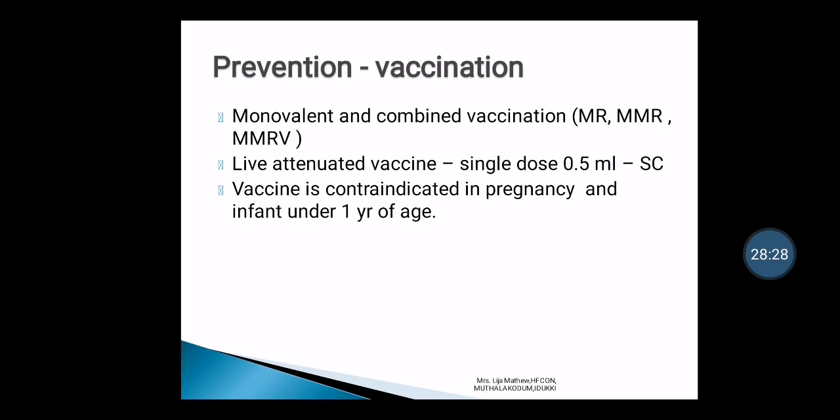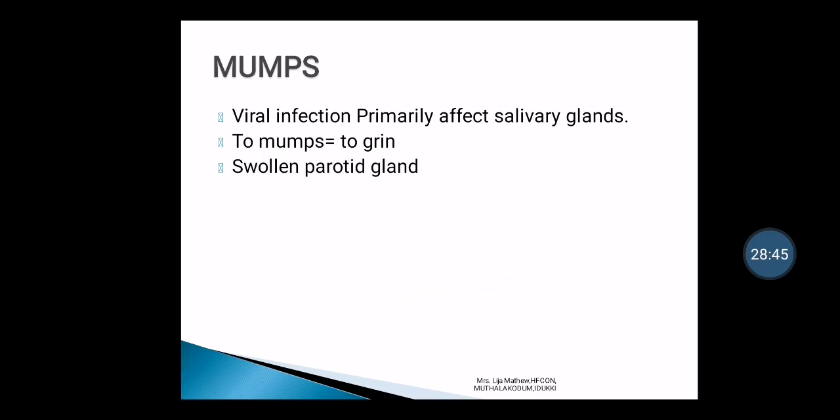Then vaccine is contraindicated in pregnancy and even in case of infant who is less than 1 year. That is what I said: in pregnancy we cannot take a vaccine for this. So during that time, try to avoid such type of contact with the people who are suffering with this type of viral infections. Next, let us see about mumps. What is mumps? The same thing.